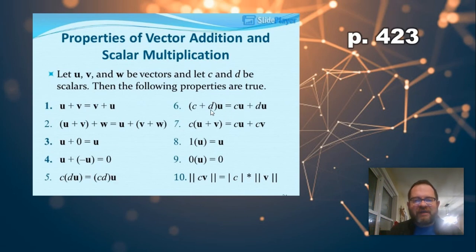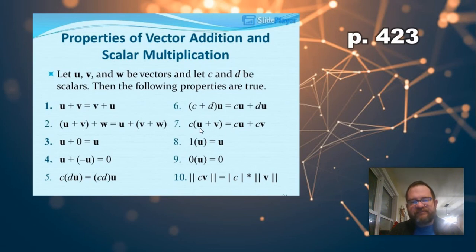This is the distributive property. It works just like distribution does for numbers, and you've been doing that since like 4th grade or something. So if I had C plus D times some vector, where C and D are scalars, that's the same as C times the vector plus D times the vector. The distributive property works the other way around too.